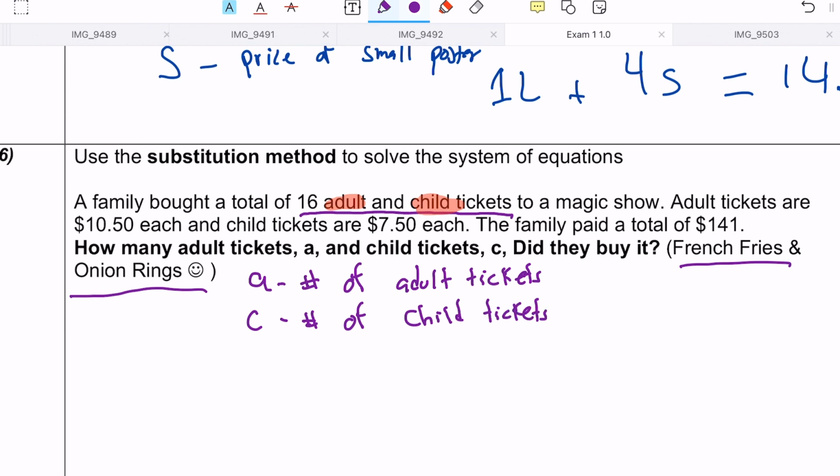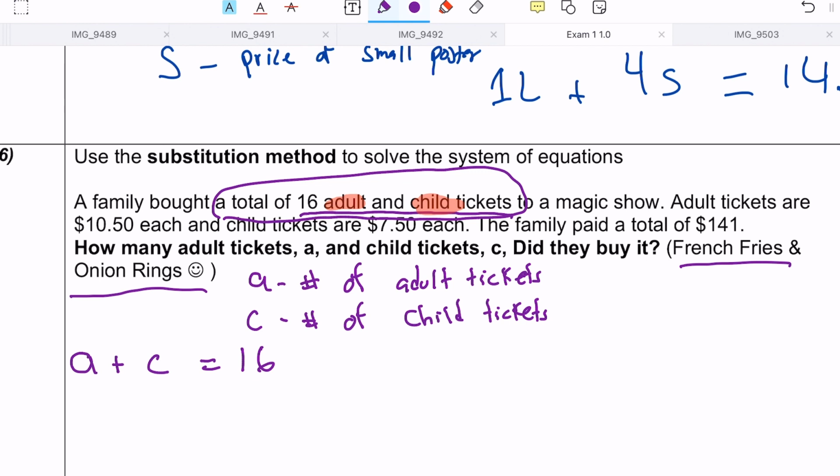So right here, we have our first equation. A total of 16 adult and child tickets. They're not specifying which is which. So we can say that A plus C equals 16. That's my first equation. The number of adult tickets plus the number of child tickets is 16.